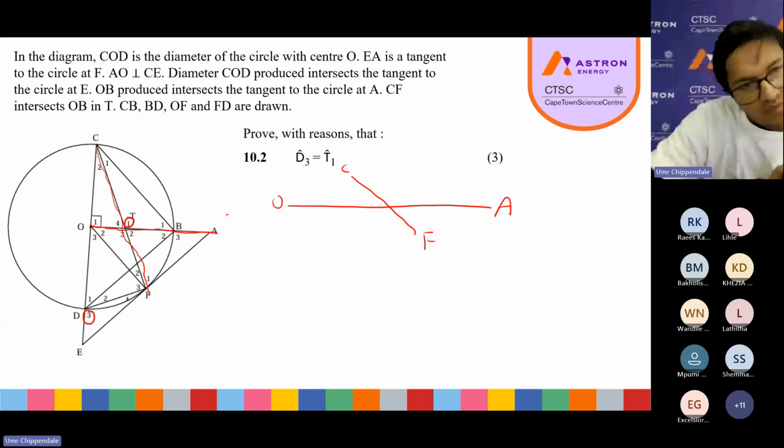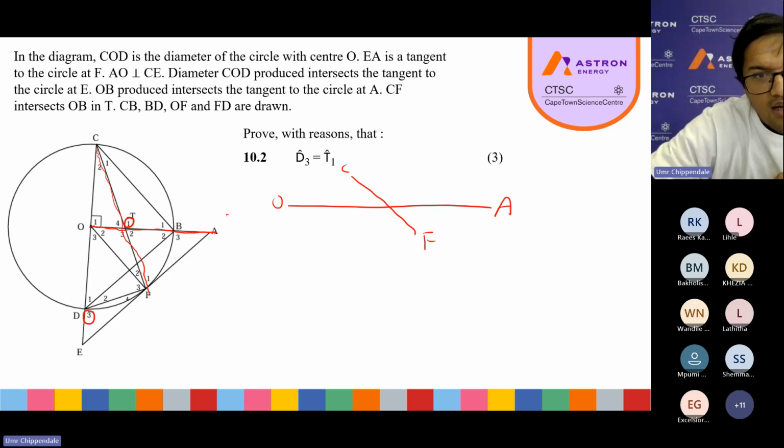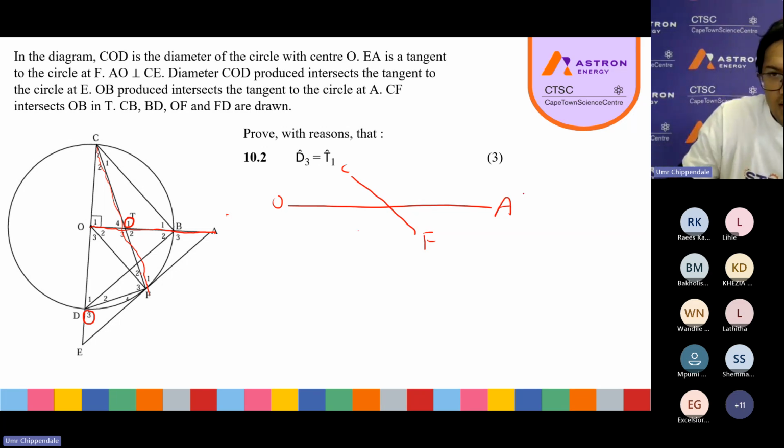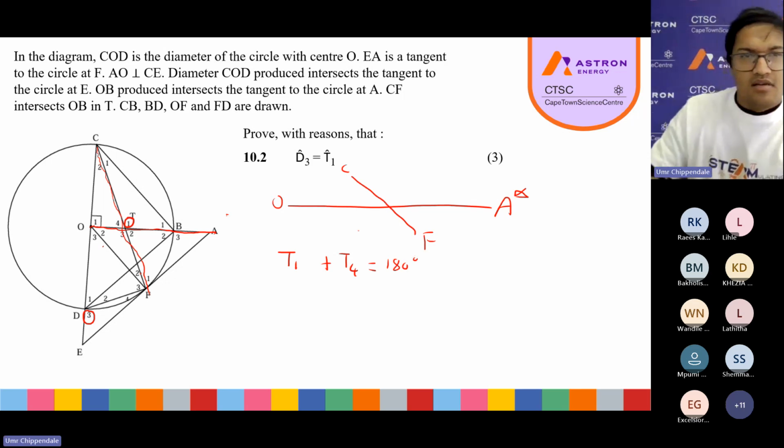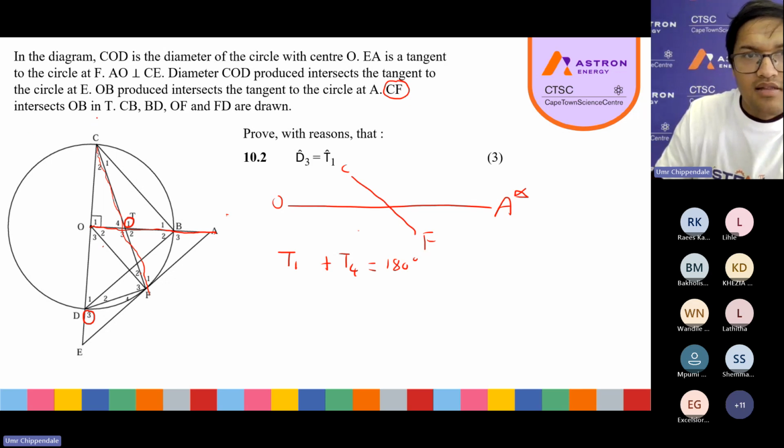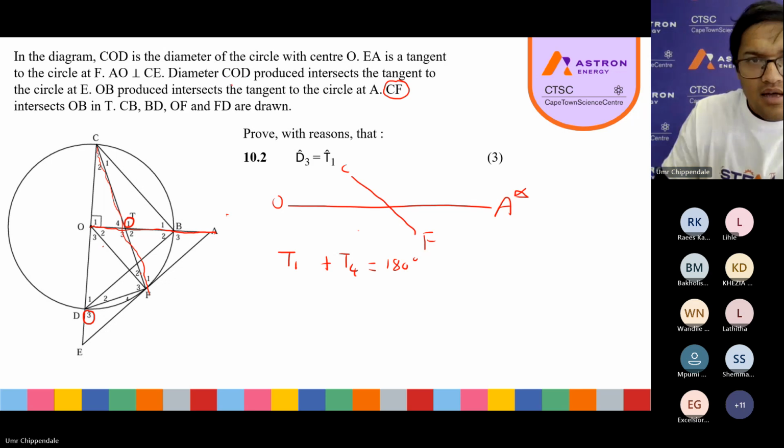Now, if we look at only OA, the line that is the spot over here, line OA, that would then mean that T1 plus T4 will be equal to 180 degrees. Now, the reason why I'm using this O and the C and F is because here we also speak about the CF here, right? And here it intersects OB at that particular case, right? This is also at our COD, where it is this particular section.